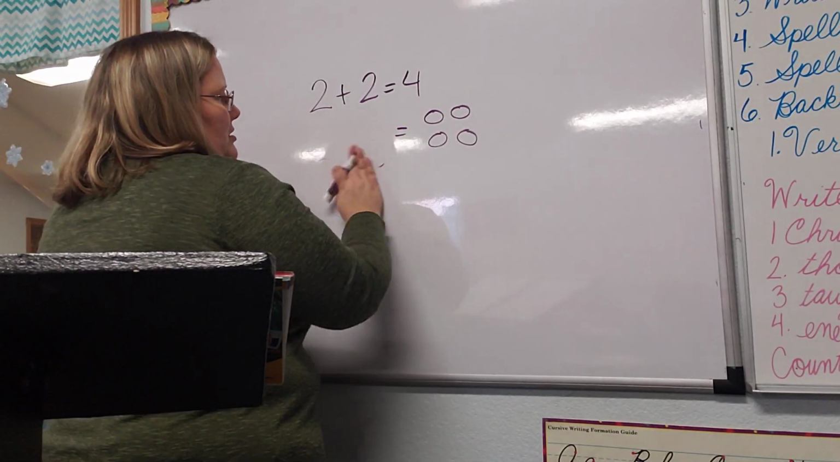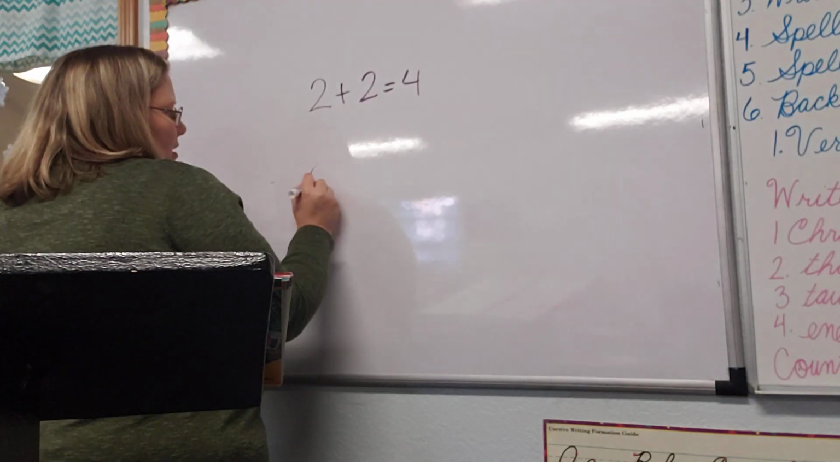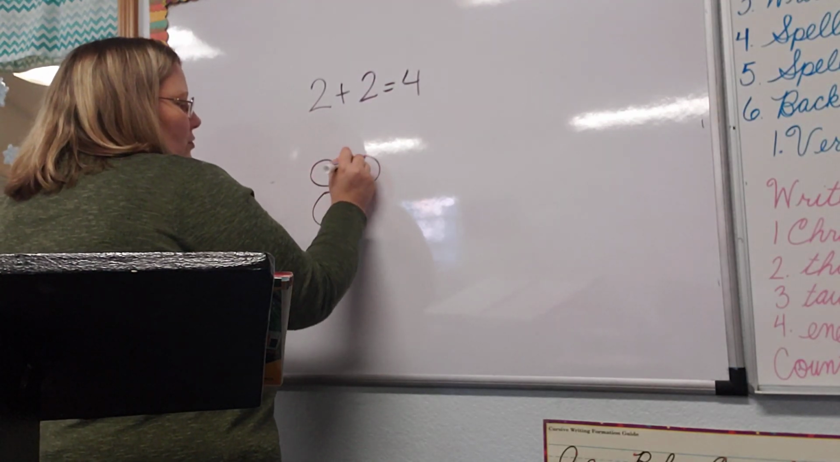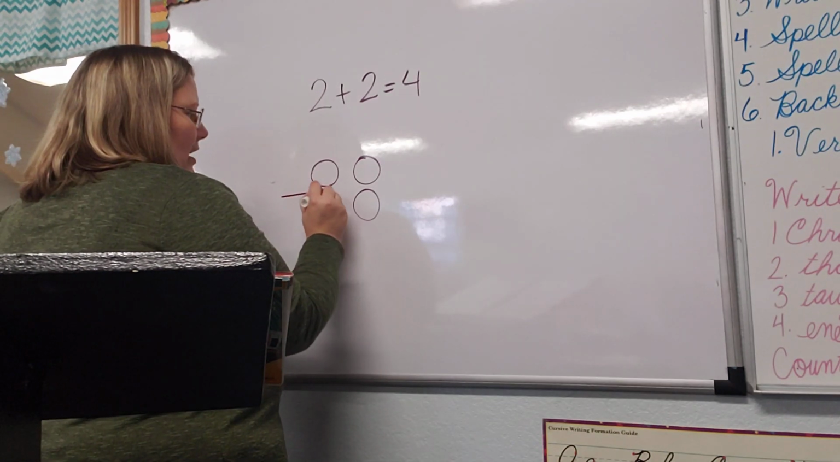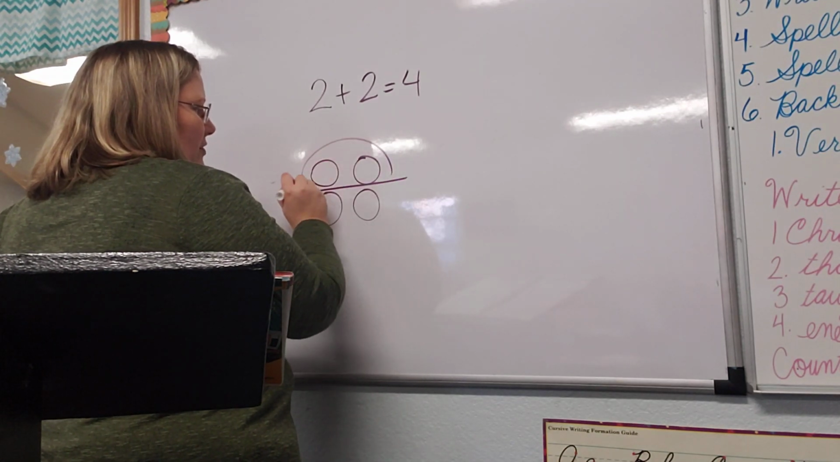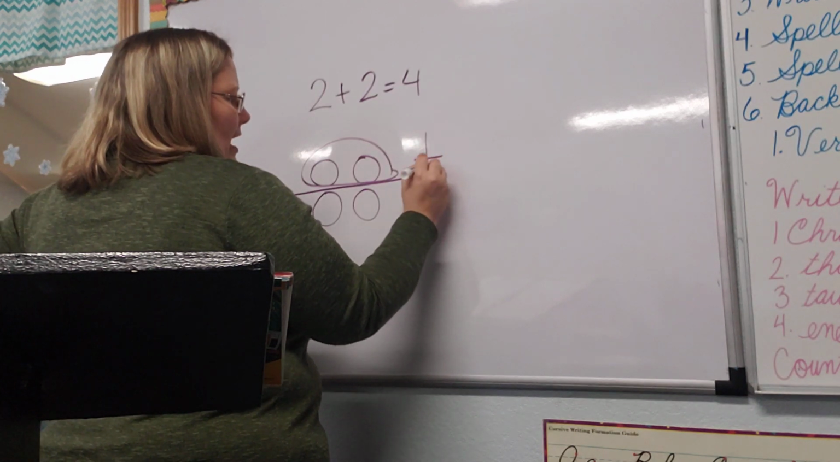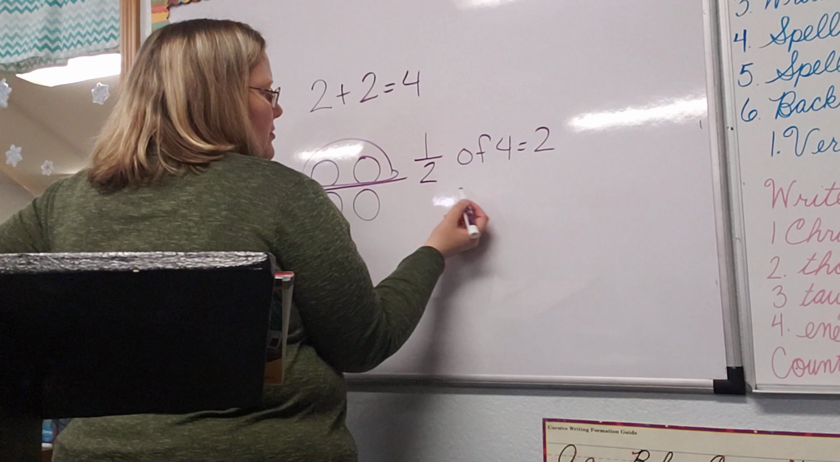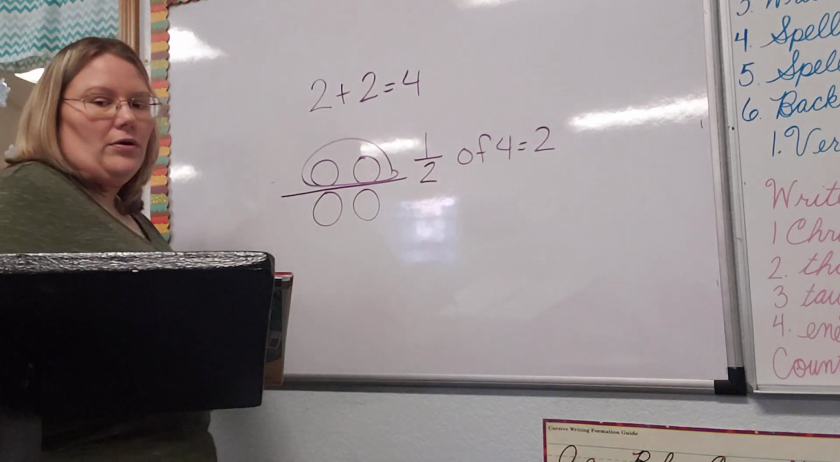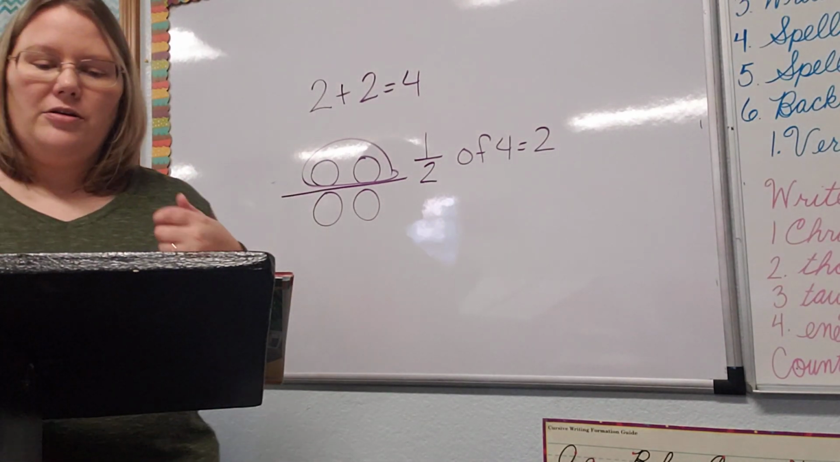Well, let's say we start this way. We start with 4 and we want to cut 4 in half. So if I want to cut 4 in half, I just do this, and half of it is 2. So half of 4 equals 2. 2 plus 2 equals 4. So we're going to be going over that on your paper.